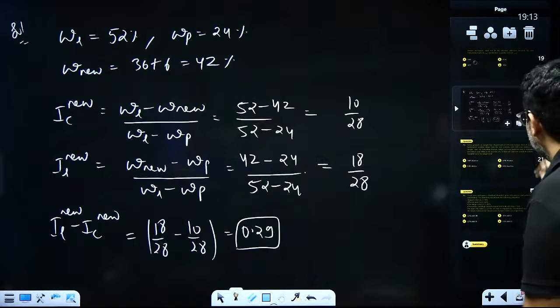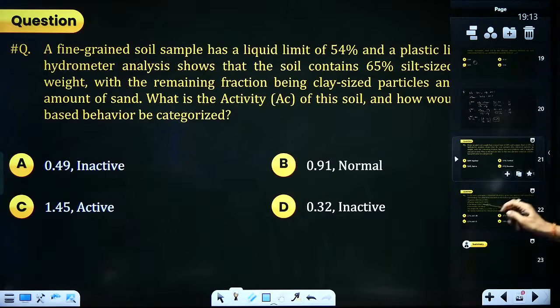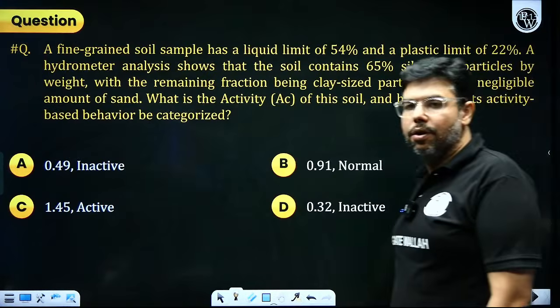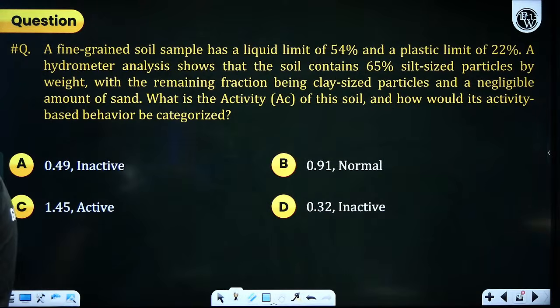Let's see the next one. Let's see the next question. Let's see. Try to solve this one, please. Try to solve this one. Okay, try to solve it, please. Make it fast.